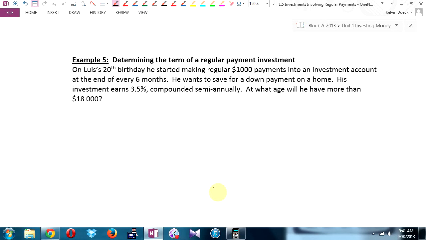And Erica, this is our full circle because this is going to answer your question. How do you find time? Or how do you find N? So this is determining the term of a regular payment. How long do you need to leave the money in for? On Lewis's 20th birthday, he started making regular $1,000 payments into an investment account at the end of every 6 months. He wants to save for a down payment on a home. His investment earns 3.5% compounded semi-annually. At what age will he have more than $18,000?